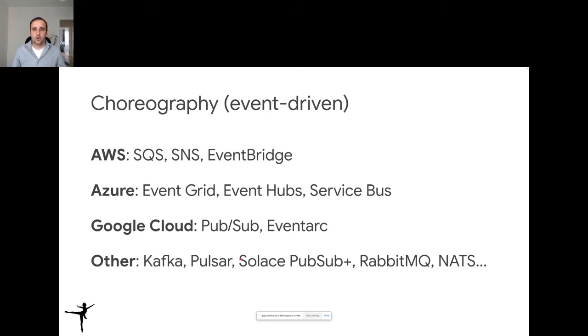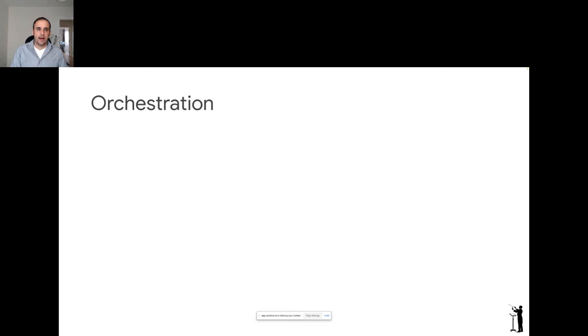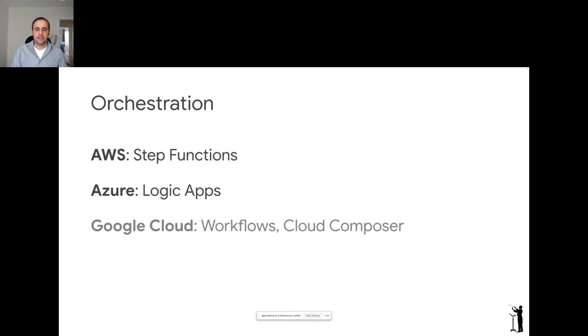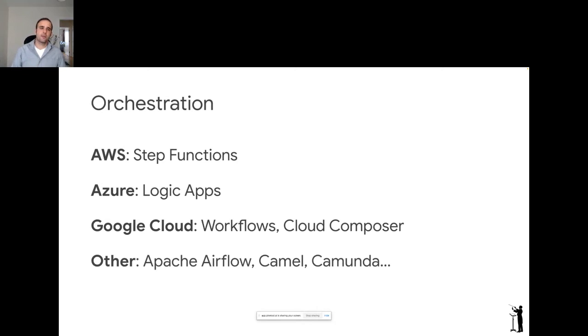So there's a lot of choice basically when it comes to event-driven architectures that you can use. And this is not a full list, it's just the first few that come to my mind. In orchestration, since it's a newer kind of concept, there's less choice, but there's still choice. So on AWS, there's Step Functions. On Azure, there's Logic Apps. On Google Cloud, there's Workflows for service orchestration, Cloud Composer for data orchestration.